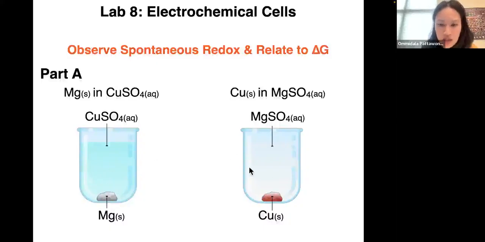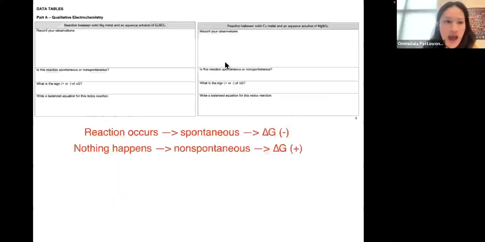You are going to observe which one undergoes a chemical reaction, and that observation can be written here. If nothing happens, you still need to jot that down, because that is still your observation. Whichever undergoes changes indicates that the reaction happened spontaneously, so delta G would be negative. If nothing happened, then the reaction would be non-spontaneous in the forward direction, which means delta G would be positive.